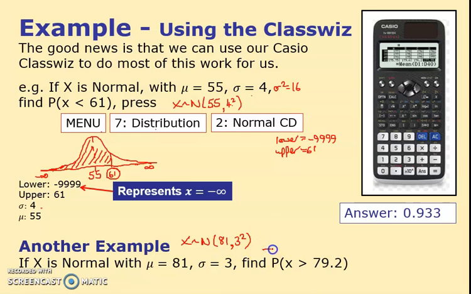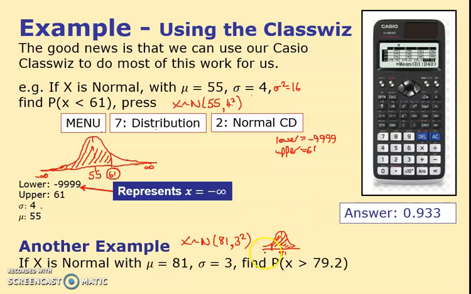So again, if I draw this, it's worth seeing what this is all about. We're expecting to get 81. That's the mean, so we'll show that. Now it says find the probability that x is more than 79.2. 79.2 is smaller than it, so I'm going to draw it there. And it wants more, so actually, this time I'm colouring the right hand side.